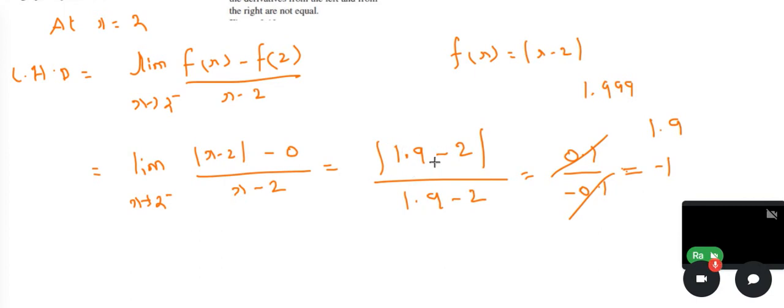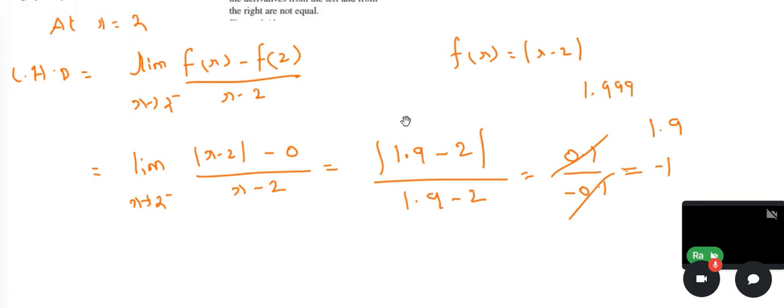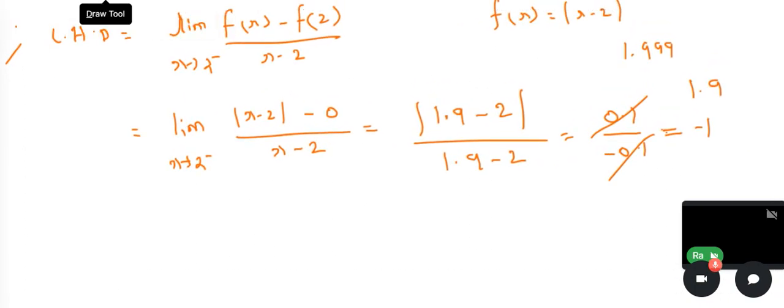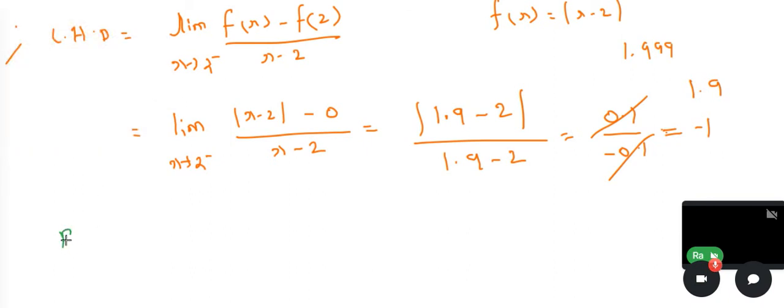Whatever the absolute value that you take, this is definitely going to be positive, and this one, 1.9 minus 2, is definitely not going to be 0. It's minus 0.1 or some such value, whatever value you get. So it's going to be minus 1. Now let's do the right hand derivative, RHD, in a different color. This is equal to the limit.